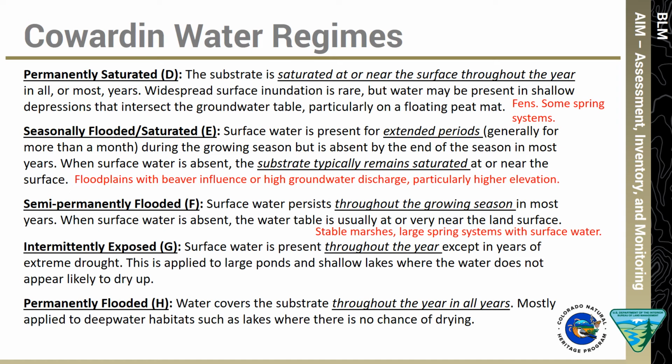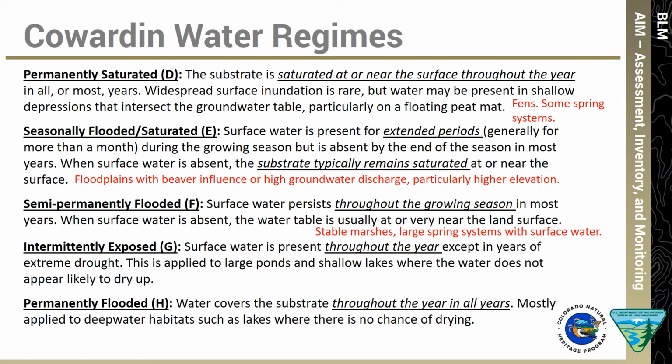The last two regimes are generally not used for wetlands. They include G, or intermittently exposed. For these water bodies, surface water is present throughout the year, except in years of extreme drought. This is applied to large ponds and shallow lakes where the water does not appear likely to dry up.